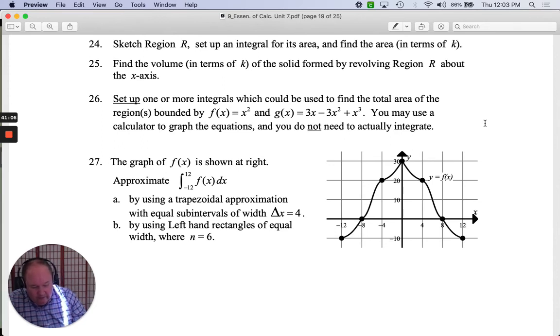So the formula for a trapezoid is 1/2 times the width, which is 4. From negative 12 to negative 8, the width is 4. So the first height is negative 10. And then I double the next height, which is 0. Remember, I'm counting by 4s, and that's the scale. The next height is 20. I double it. The next height is 30. Double it. The next height is 20 again. Double it. And the next height is 0. Double it, or just 0. And then the next height is negative 10, and it's single. Done. So that's what it looks like.